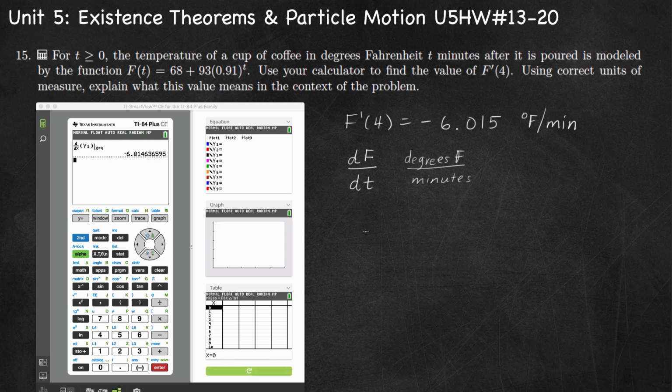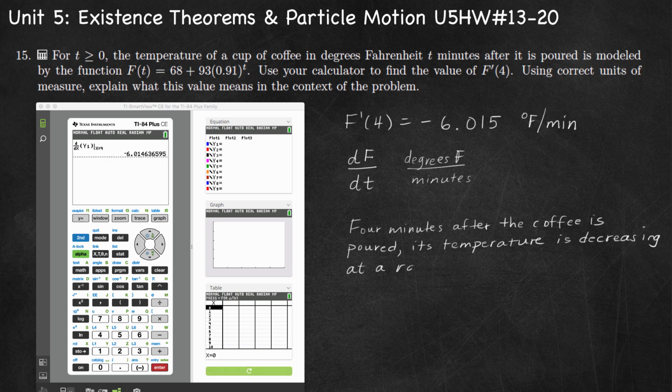So we could say something kind of generic like at time t equals 4, or we can try to put it more in the context of the problem and say 4 minutes after the coffee is poured, its temperature is decreasing at a rate of approximately 6.015 degrees Fahrenheit per minute.